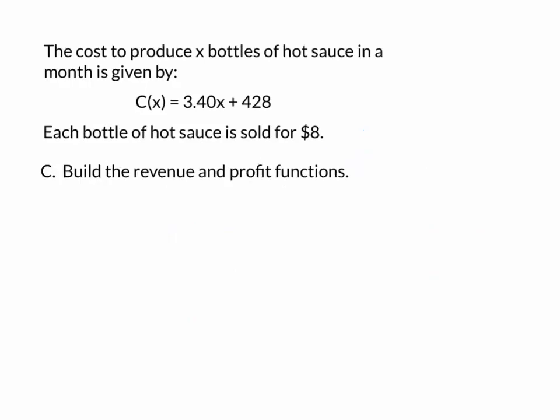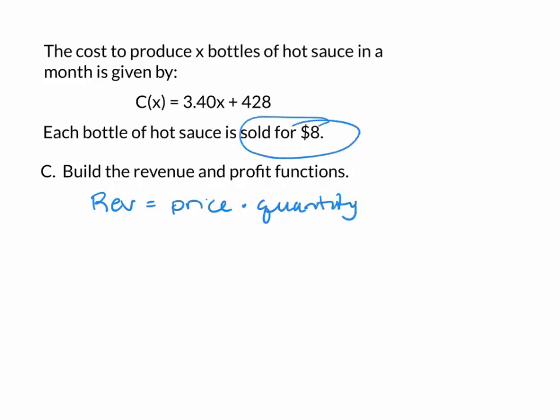Next, we're asked to build the revenue and profit functions. Remember, our revenue always equals our price times our quantity. They tell us that the price for each bottle is $8. So our revenue is going to be 8, and we're using X for our quantity instead of Q. So R of X equals 8X.